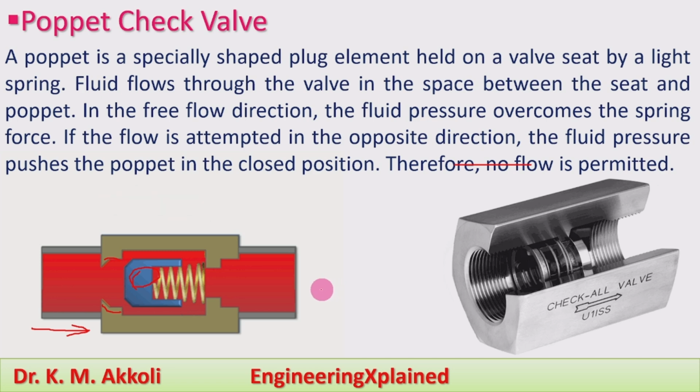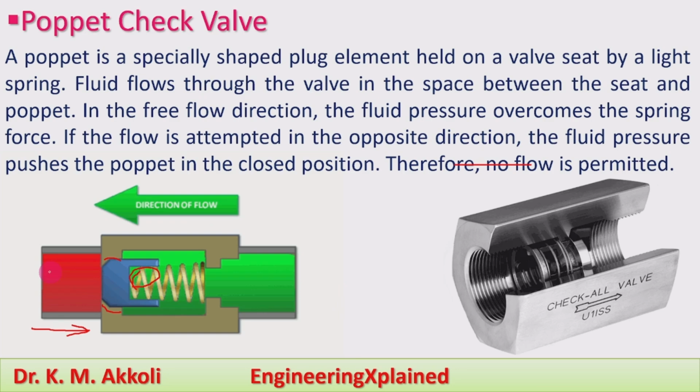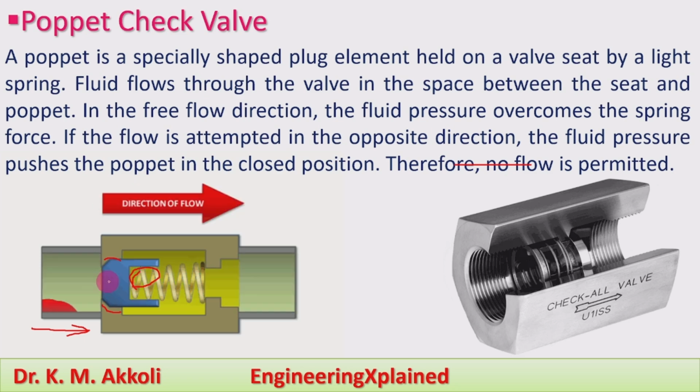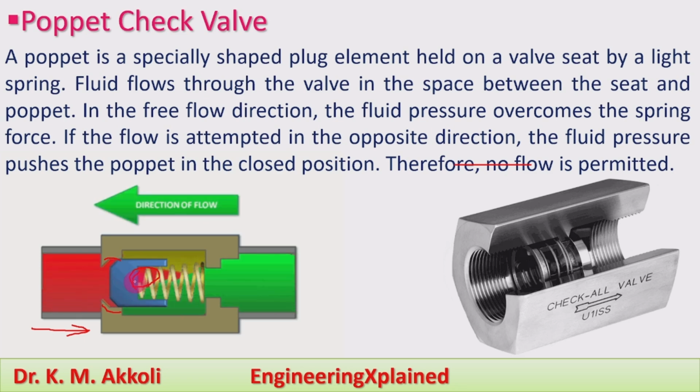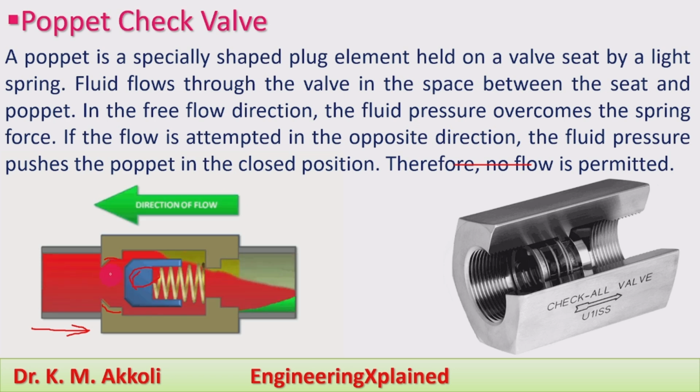If we supply fluid in the opposite direction, then the spring force is also acting in this direction, and the fluid force also acts in this direction. Even if fluid force is not there, the spring force alone will make the poppet sit on the valve seat. There is no flow in the opposite direction. The whole purpose is that it allows the flow in only one direction. If the flow takes place in the other direction, it will not allow it.